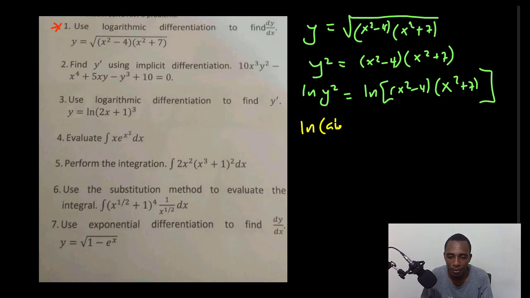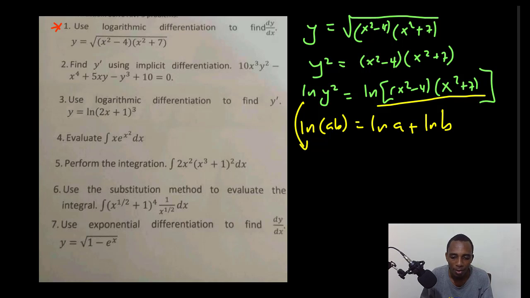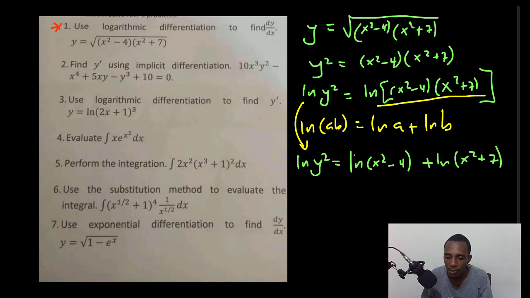If you have the log of a times b, that's the same as the log of a plus the log of b. So I'm going to use that to expand this quickly. That becomes log of y squared equals log of x squared minus 4 plus the log of x squared plus 7. So now we can easily take derivatives on every term.